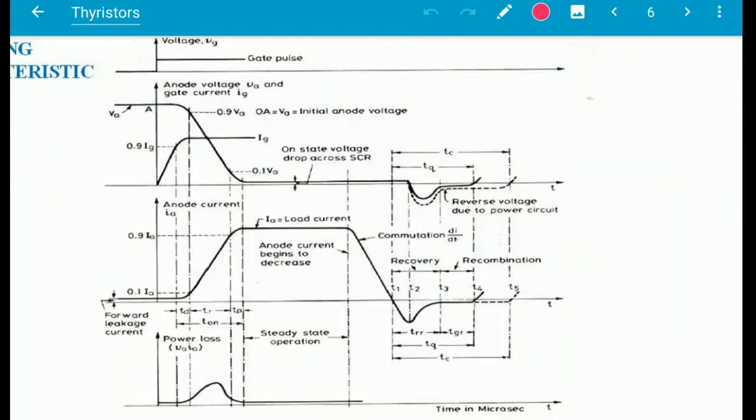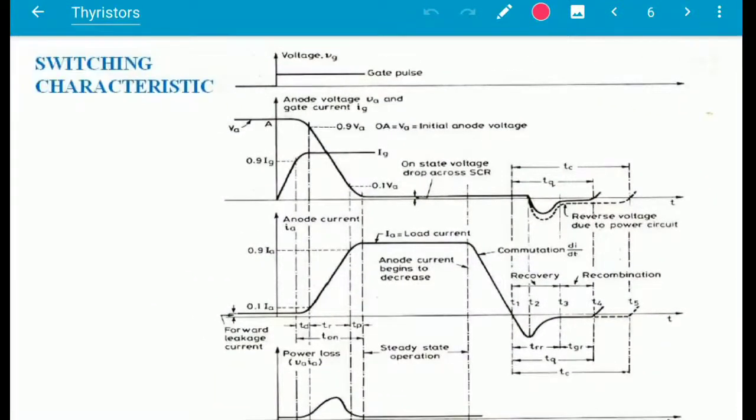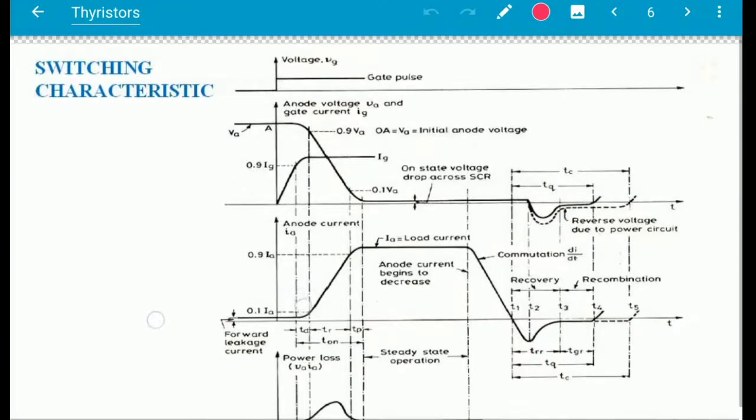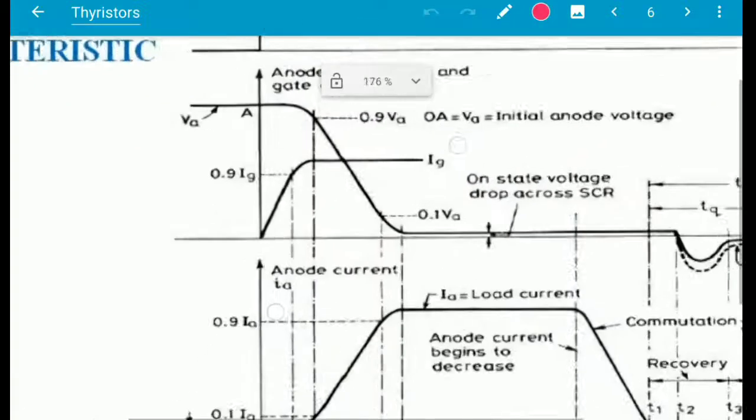Next is the switching characteristic. Like in a diode, there is also a switching characteristic of a thyristor, and one more thing involved here is the gate current or the gate signal. So there are many things we have to discuss, but I am not going to discuss all of them. I am going to discuss only the important things. That is, the first one is here.